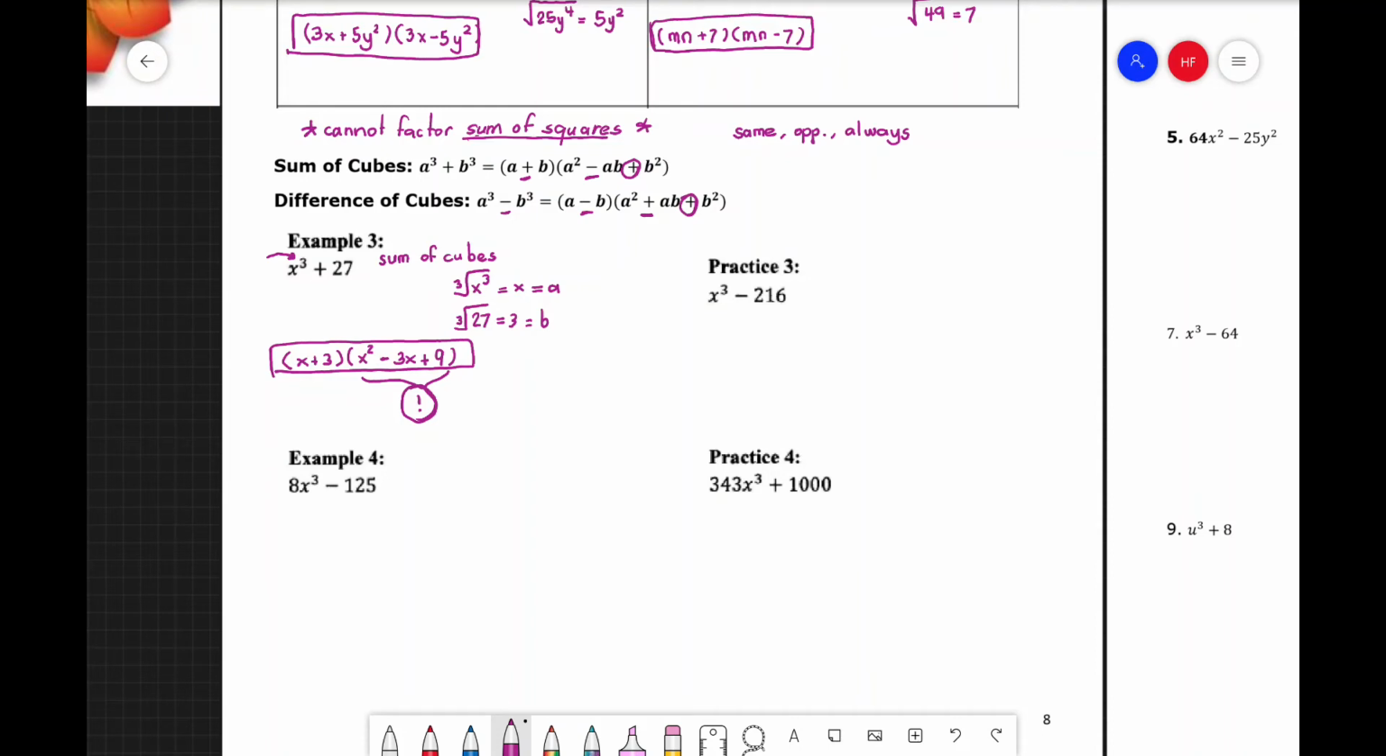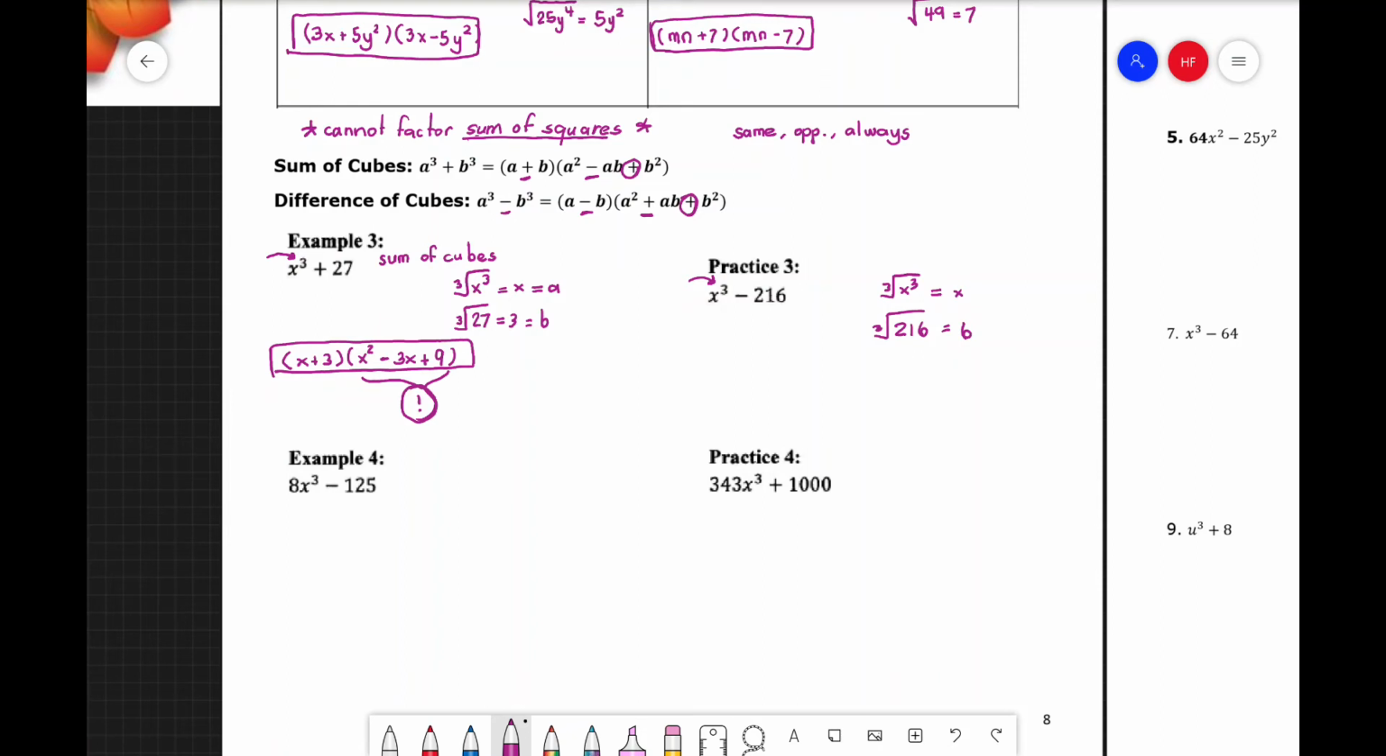Then on practice 3, the same type of problem. It's a cube with two terms, so we're going to take the cube root of each. Cube root of x cubed is x. Cube root of 216, I want to say is 4, but I'm probably way off. Yeah, 4 cubed is 64, so it's going to be 8 maybe? Let's check. It's 6, I was way off. So the cube root of 216 is 6.